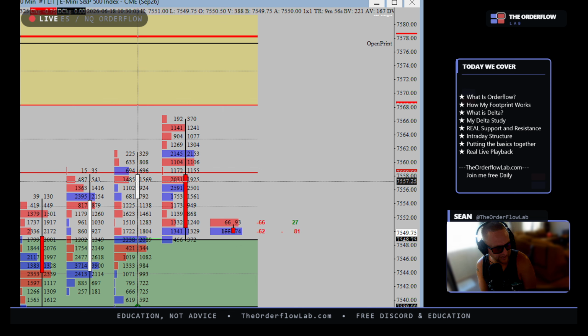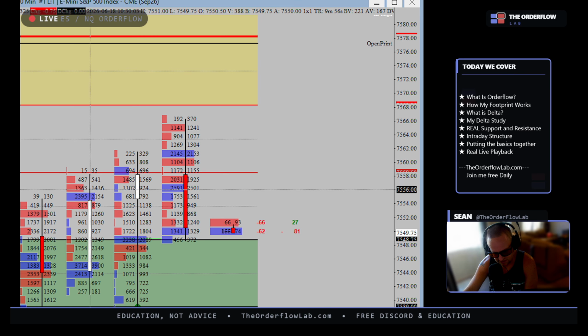Now that we got that out of the way, how my footprint works. Inside Sierra Chart, this is how I set up. I'm not going to give you my exact settings because I can't give you all of this for free. If you want, come into the community and support what I'm building out here, as I'm going to turn a bunch of people into order flow ninjas. But let's just talk about how it's set up and what these numbers are.